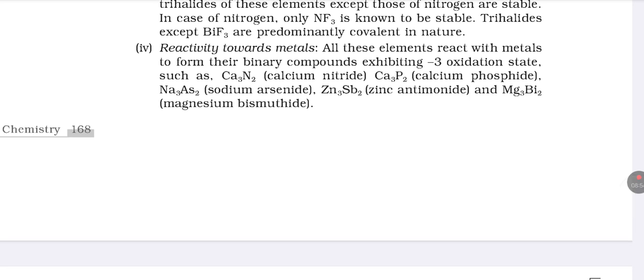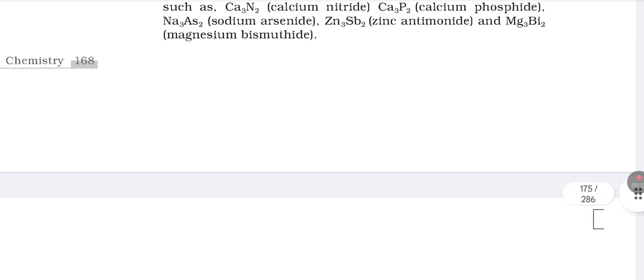Reactivity towards metals. All these elements react with metals to form their binary compounds exhibiting -3 oxidation state, such as Ca3P2, calcium phosphide, sodium arsenide, zinc antimonide, magnesium bismuthide.